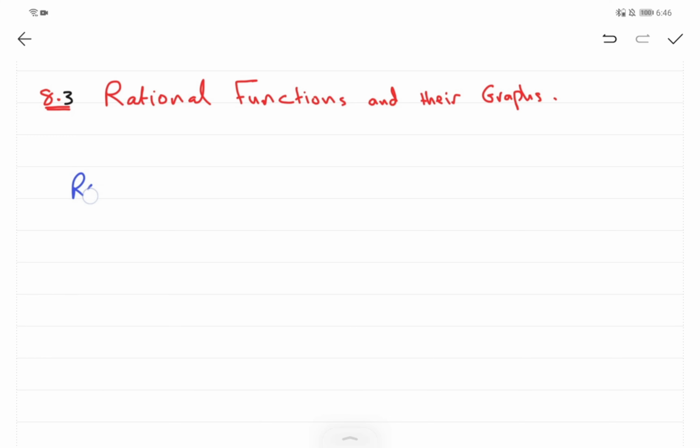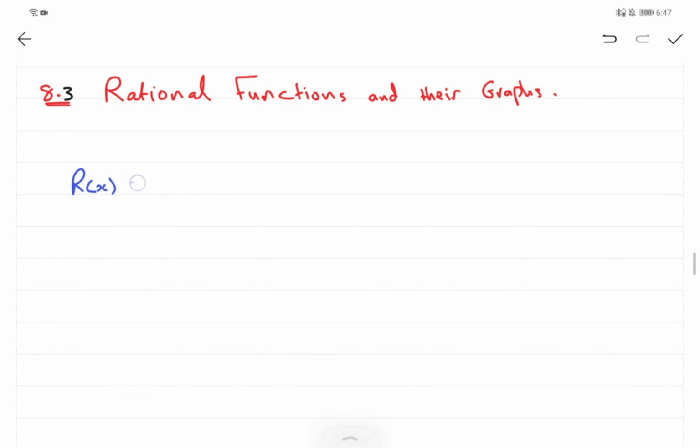Let's say rational function r of x is p of x over q of x, where p of x and q of x are polynomials. So simply, the rational function is a polynomial over polynomial. Okay, now since we have a denominator here, we need to make sure that the denominator is not zero.